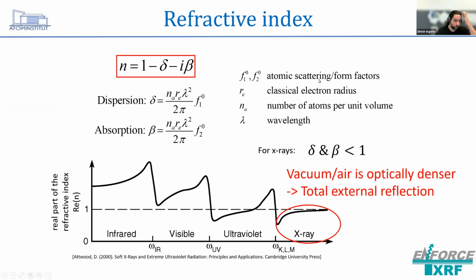And this is quite nice to make this calculation self-contained, and also basically the same formalism for reflectivity and fluorescence. And here maybe I want to point out this interesting effect, physically, that vacuum or air is actually optically denser than our materials in the X-ray regime. So that's why we actually have this total external reflection.